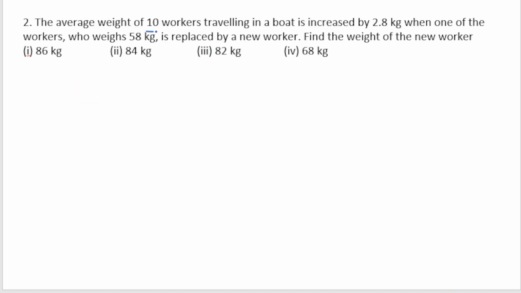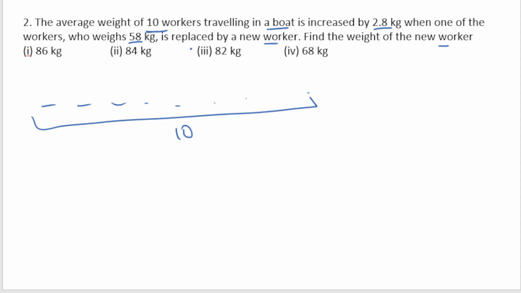The average weight of 10 workers traveling in a boat is increased by 2.8 kgs when one of the workers who weighs 58 kg is replaced by a new worker. Find the weight of the new worker. Okay. See here, 10 workers were traveling in a boat. Okay. There are 10 workers. They are traveling in a boat. Okay. And the average weight is increased by 2.8. Okay. We don't know the initial average, but it is increased by 2.8.